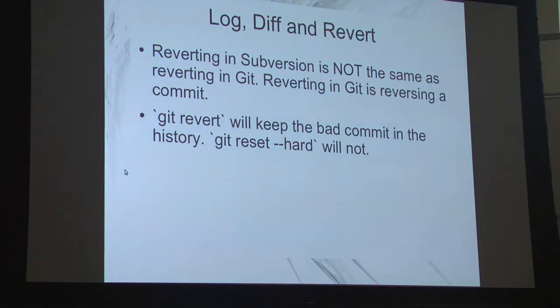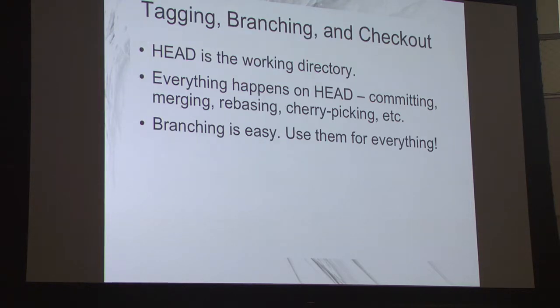So to summarize, git revert keeps the history, commits the opposite, whereas git reset hard will delete it altogether from the repository. Next, tagging, branching, and switching between, or checkout.